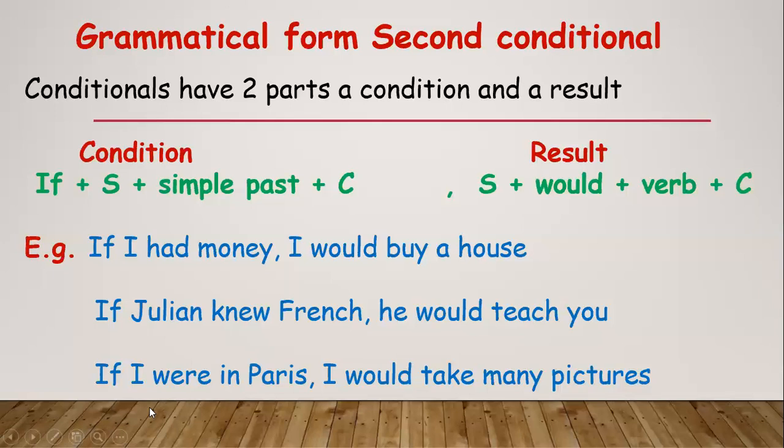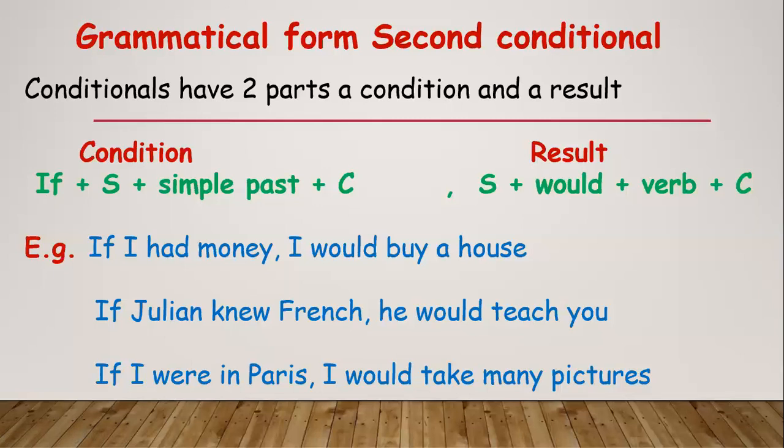So let's see the last example. If I were in Paris, that is something interesting. If I were in Paris, I would take many pictures, right? Ustedes podrían decir, ay, pero ¿por qué were? ¿Por qué were si el pronombre es I? Y sabemos que el pasado del verbo to be para I es was. Pero resulta, chicos, que para los condicionales se escribe de esta manera. No se escribe was, sino que se escribe were con I.